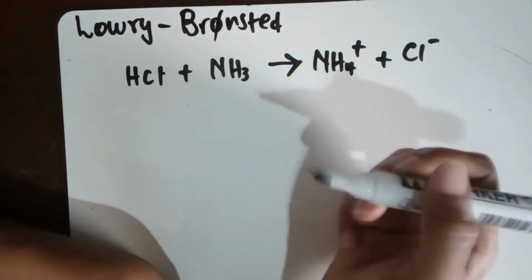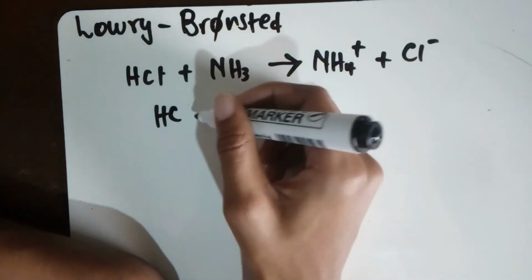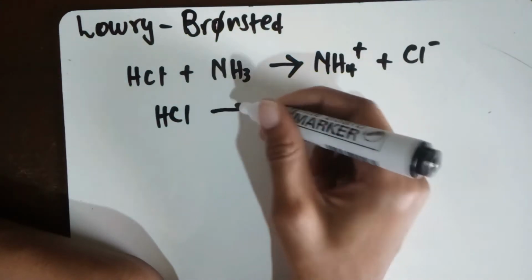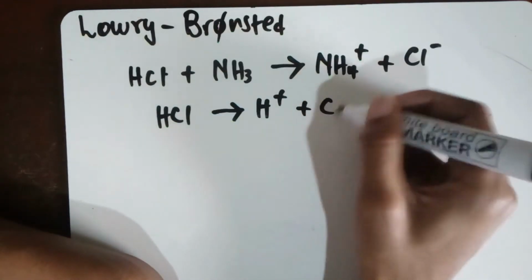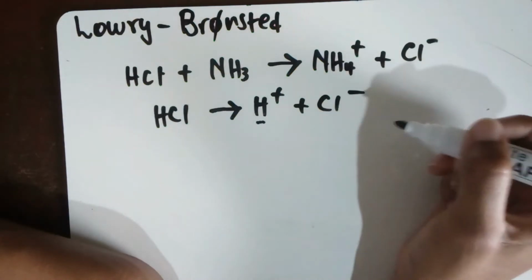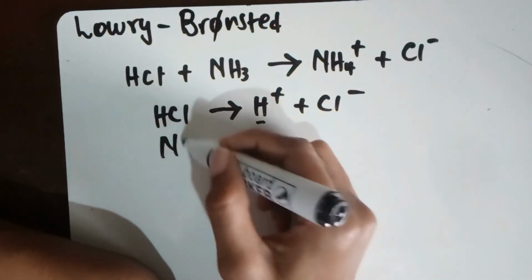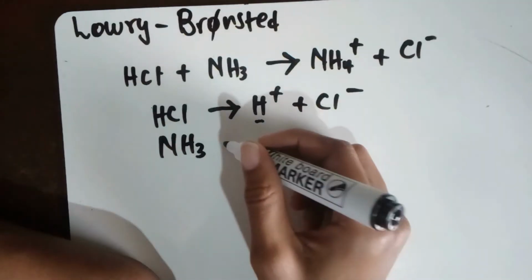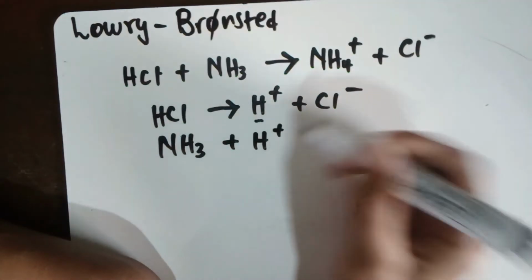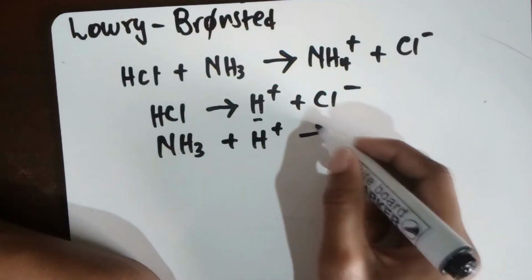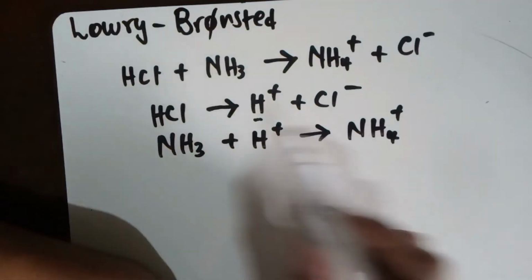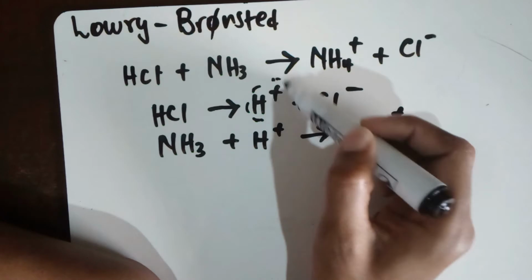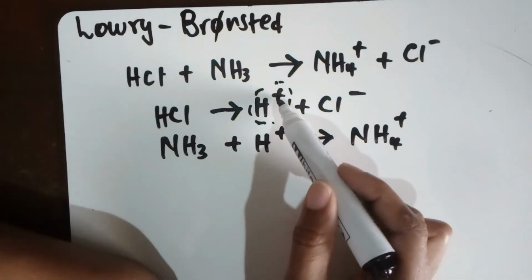Okay, so we can just try to break this reaction into two. We can say, all right, so HCl, which is an acid, will donate a proton. So that's the proton that it's going to donate. And ammonia, on the other hand, will accept a proton. So it will be this ammonia plus a proton, which will now give us NH4+. So HCl will donate this proton, and then in return, NH3 will accept that proton like that.